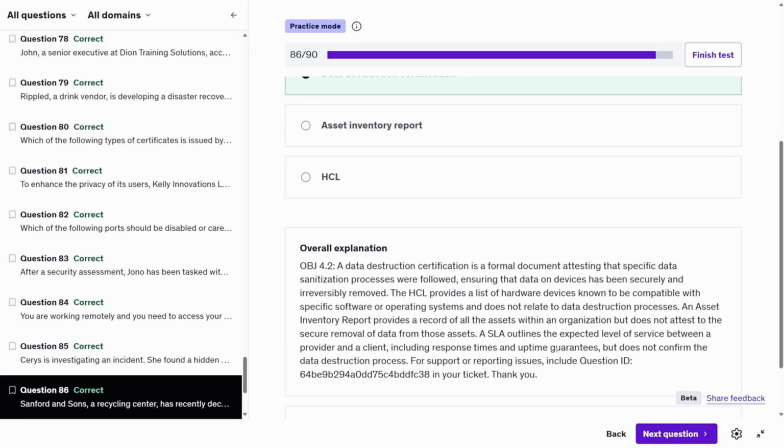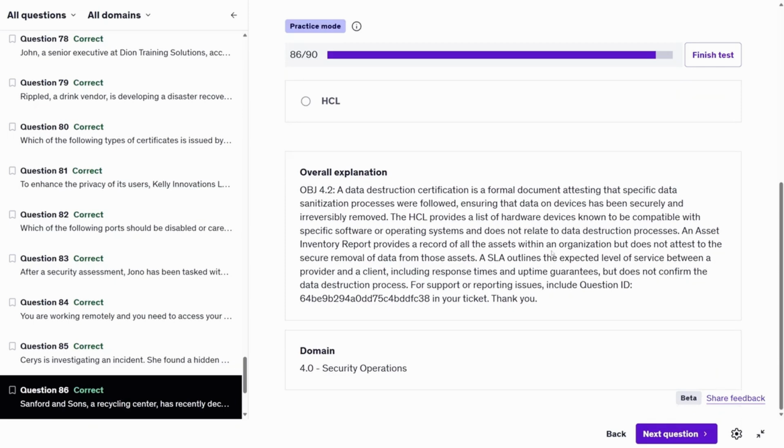A data destruction certificate is a formal document attesting that a specific data sanitization process was followed, ensuring that data on devices has been securely and irreversibly removed. The HCL provides a list of hardware devices known to be compatible with specific software or operating systems and does not relate to data destruction processes. An asset inventory report provides a record of all the assets within an organization but does not attest to the secure removal of the data. An SLA outlines the expected level of service between a provider and client, including response times and uptime guarantees. This does not confirm the data destruction process.